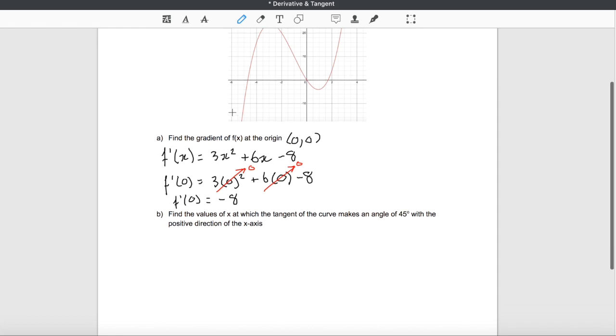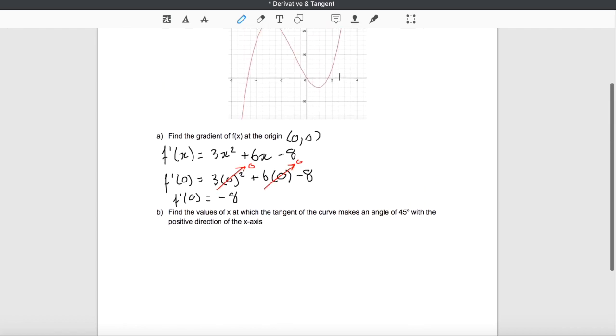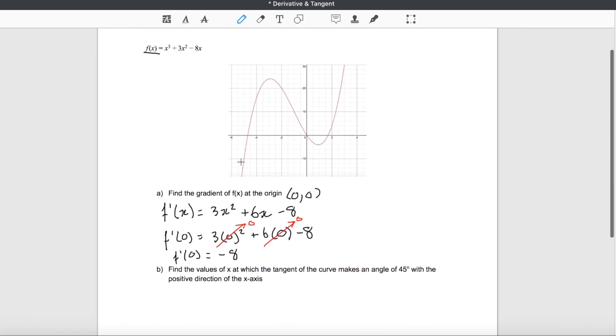Alright, with the next question, find the values of x at which the tangent of the curve makes an angle of 45 degrees with the positive direction of the x-axis. So just interpreting that question on the graph here, what that means is we have to find some point on this line where a tangent to that point would give us a gradient of 1. So if we think about this, take that point there. That looks roughly around whereabouts we would get a gradient of 1.